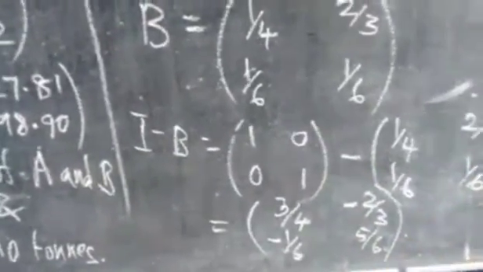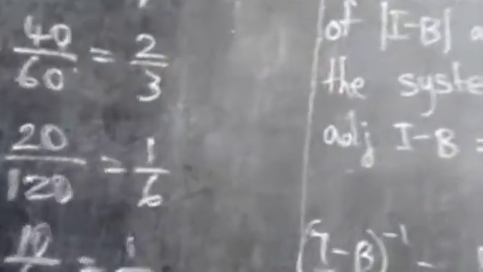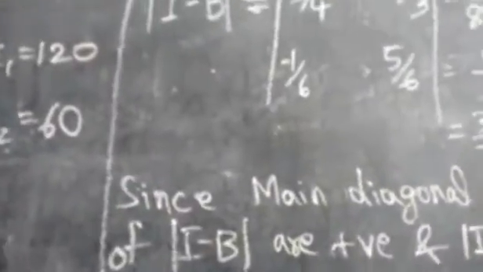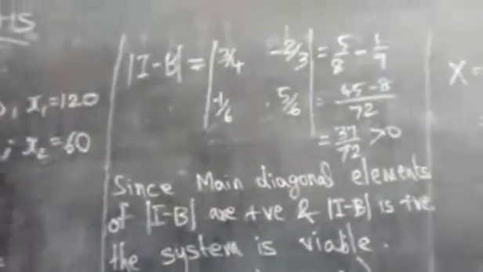Is it okay? Now, what do you want to find? Now we have to find the determinant of I minus B. What do you want to find? The determinant of I minus B. Determinant of I minus B, what is given?